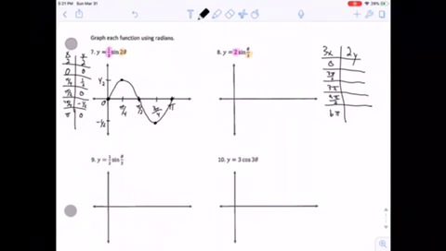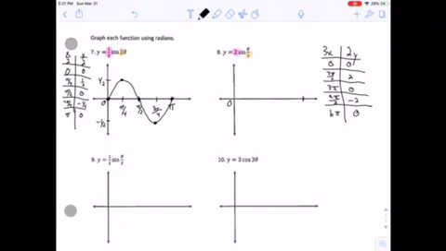Now, since it's sine, you start at 0. 0 times 2 is 0. 1 times 2 is 2. 0 times 2 is 0. 2 times negative 1 is negative 2. 0 times 2 is 0. And now set up your scale.